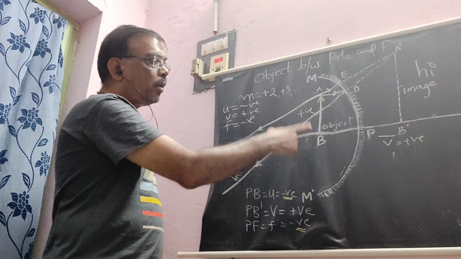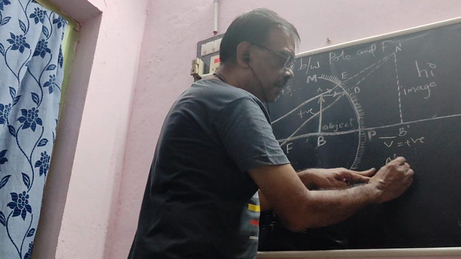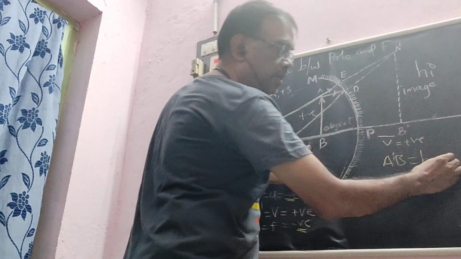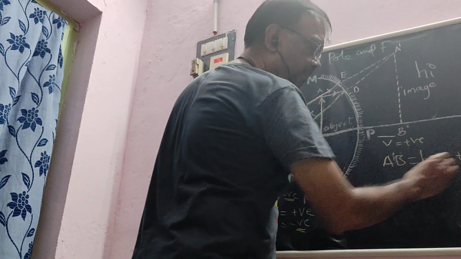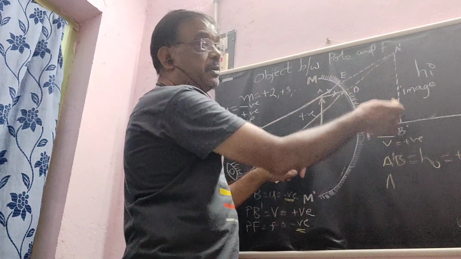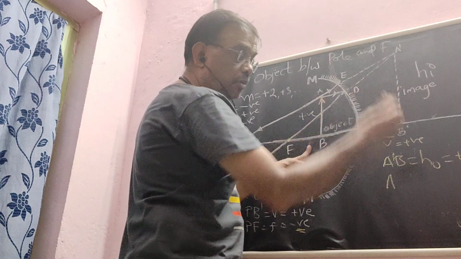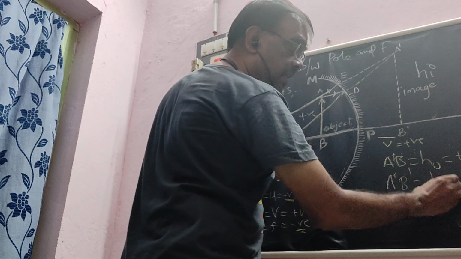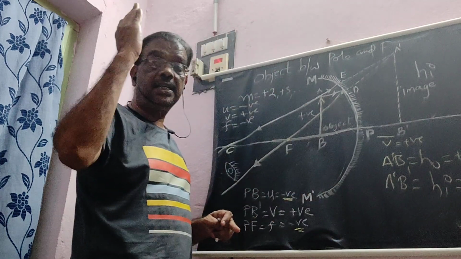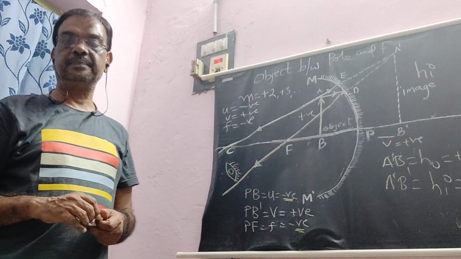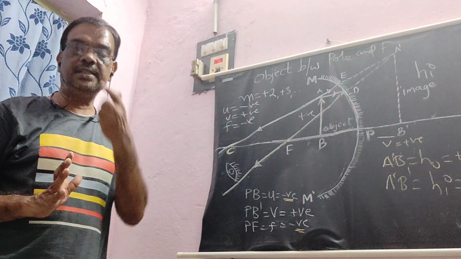Height of the object: AB is the height of the object. It lies above the principal axis, so it is positive. Height of the image: again, it lies behind the mirror and above the principal axis. A dash B dash is above the principal axis. If you are measuring vertical distance above the principal axis, it is positive. Below the principal axis, negative. So this is Cartesian sign convention.